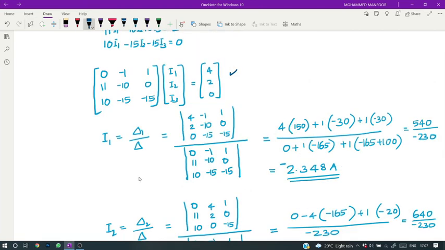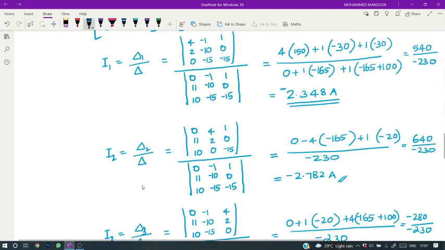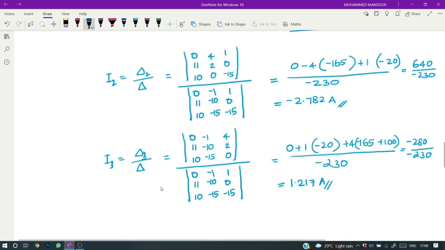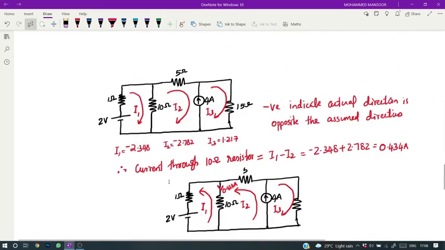Similarly, I2 is obtained by this expression delta 2 divided by delta, where delta 2 is the determinant of this matrix by replacing the second column entries with these elements as shown here. After simplifying, we can obtain I2 as minus 2.782 ampere. In a similar way, we can obtain I3 as 1.217 ampere. So this was our circuit. Here we got I1 as minus 2.348 ampere, I2 as minus 2.782 ampere and I3 as 1.217 ampere.